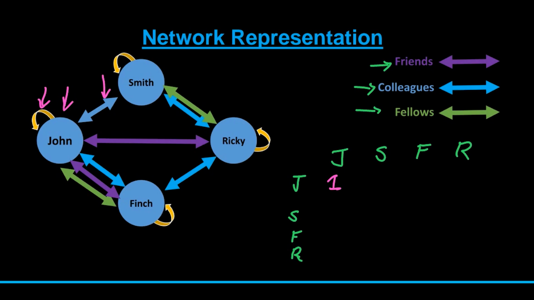So this is going to be one right over here. So we get one there as well. John is connected with Finch by three arrows: green, purple, and blue. They are friends, colleagues, and fellows, so we get 3. Similarly, you can fill this out.